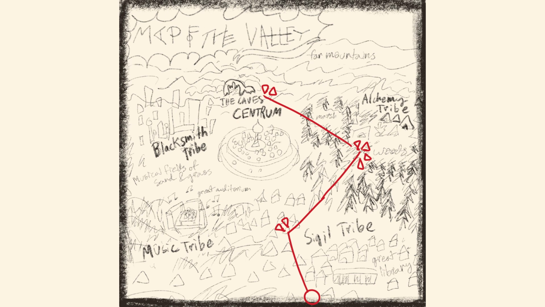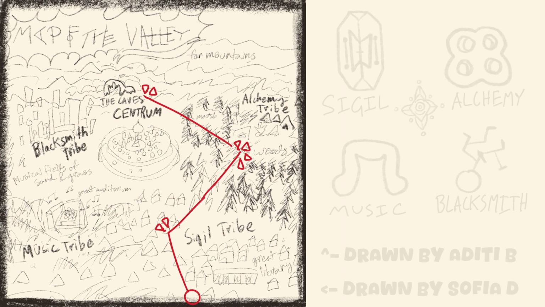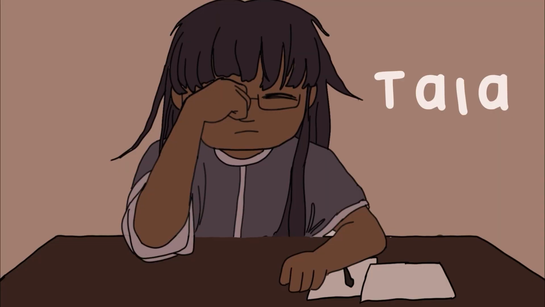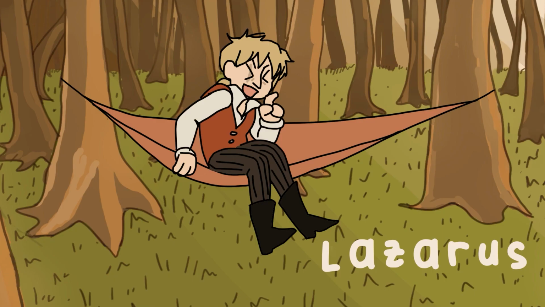It takes place in a fantasy world with 4 tribes of magic: sigil, music, alchemy, and blacksmith. We have our characters Tala, sigil, Soul, music, Ren, alchemy, and Lazarus, just one silly guy.